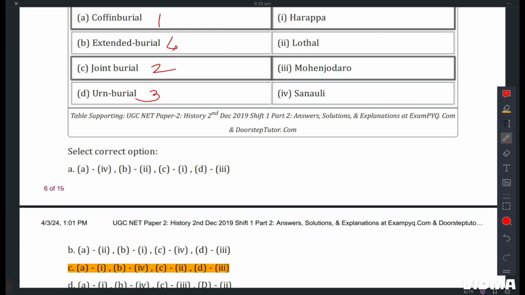So here, this is a place in UP, and we find the elaborate burials which include underground chambers, decorated legged coffins, and rice in pots buried with the bodies, which comes under the extended burial.